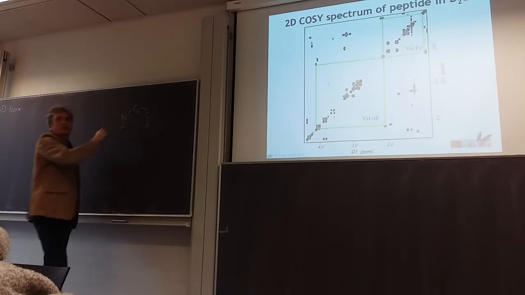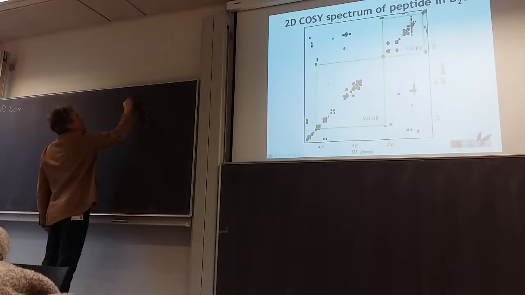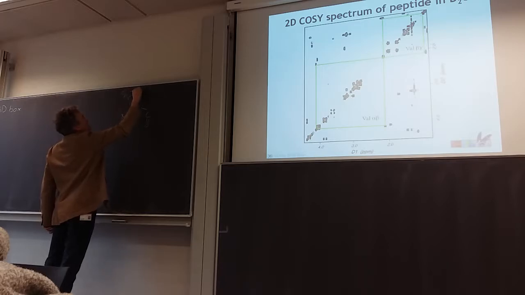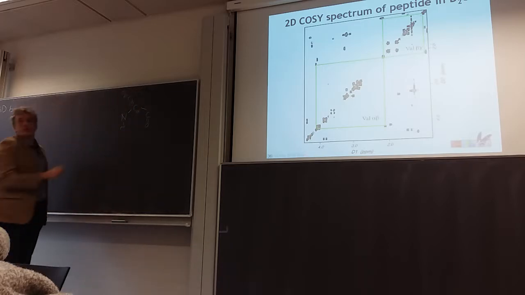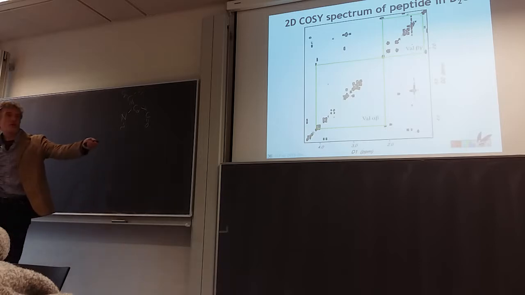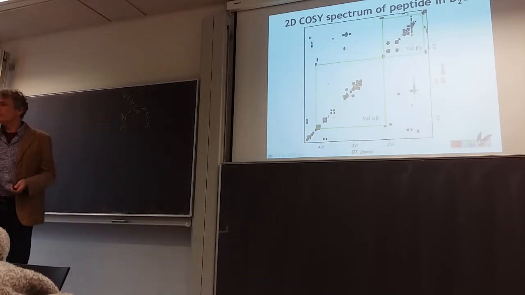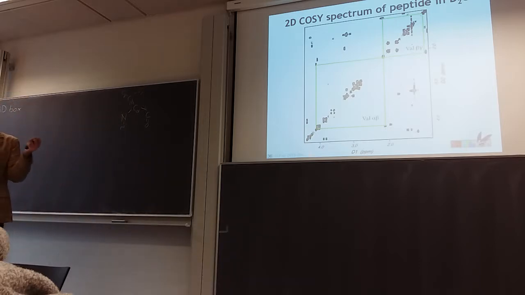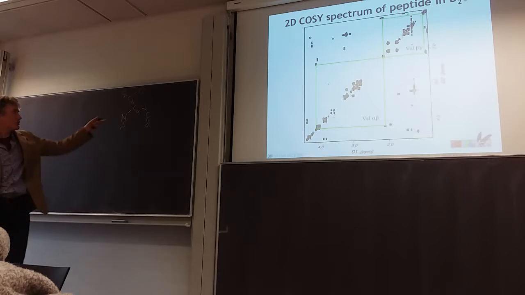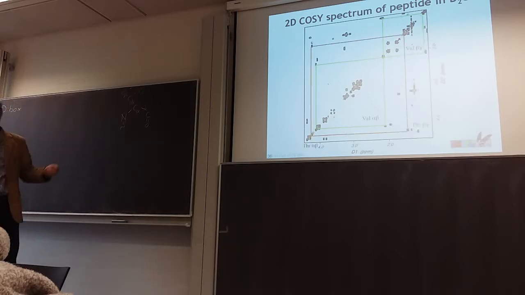And then, yeah? So you have a C beta, and then in the valine, you have two C gammas. They're chemically similar, so they'll end up at the same frequency in the spectrum. And so we can only see all the C gamma hydrogens in one go. You can't distinguish between them.